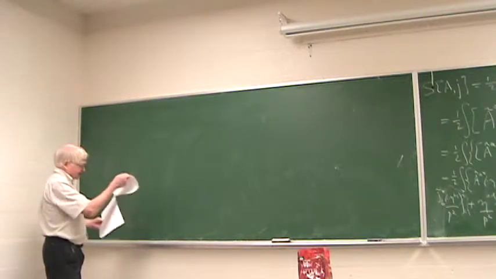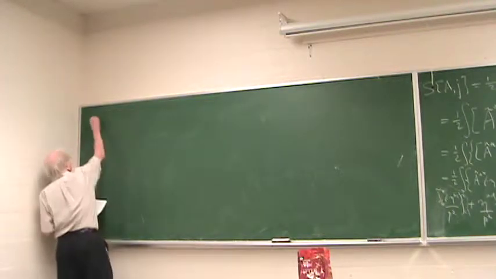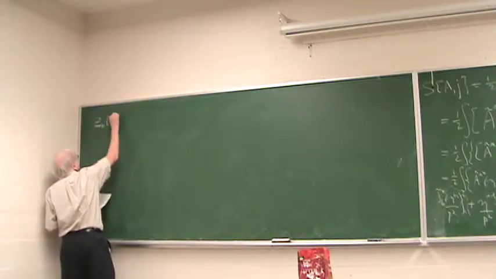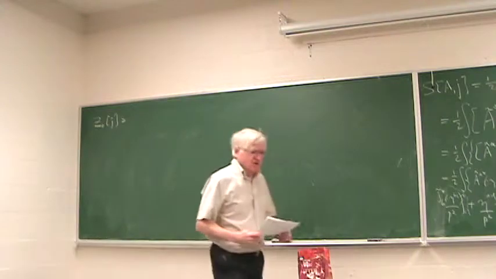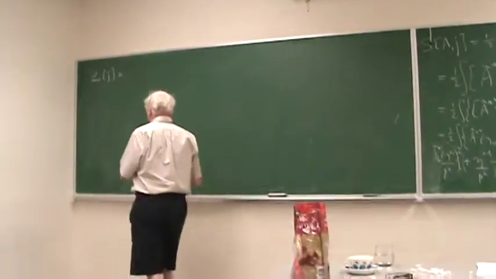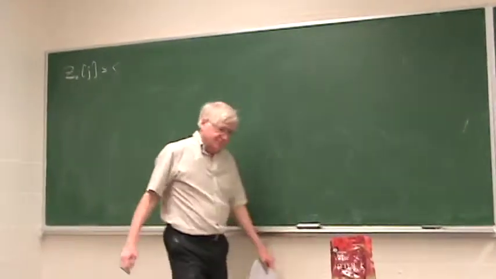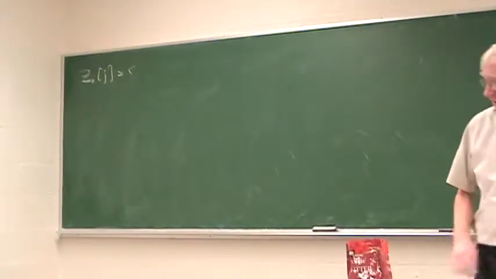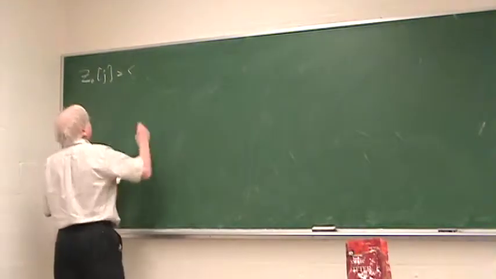So what we have is Z0 of J, which is, let me get another piece of chalk. This chalk is just breaking in the long range here. What does this say about manufacturing in North America? I don't know.